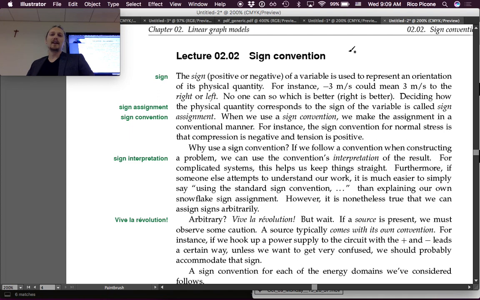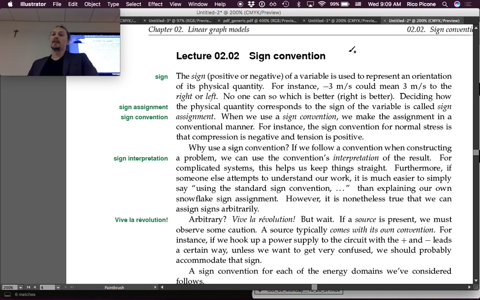When we use a sign convention, we make the assignment in a conventional manner. For instance, the sign convention for normal stress is that compression is negative and tension is positive. So we could have gone with the other way, but the convention is to do normal stress negative for compression, positive for tension.